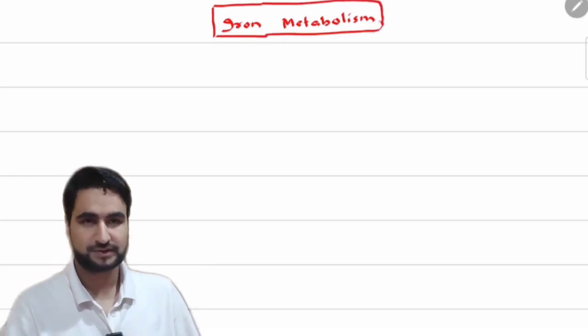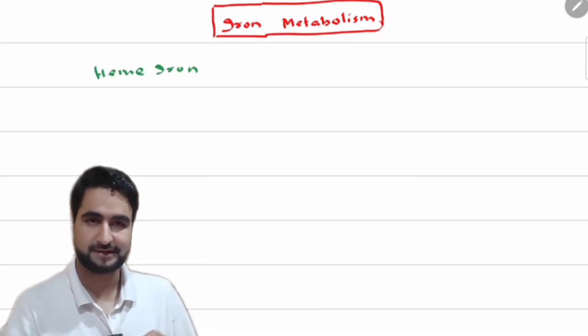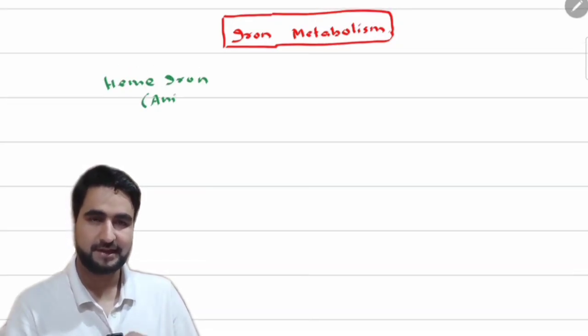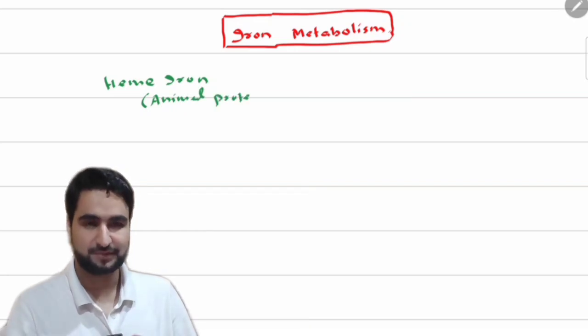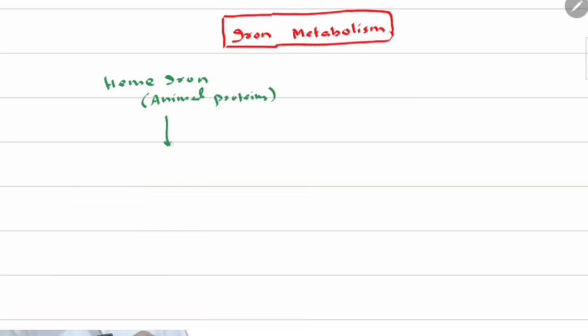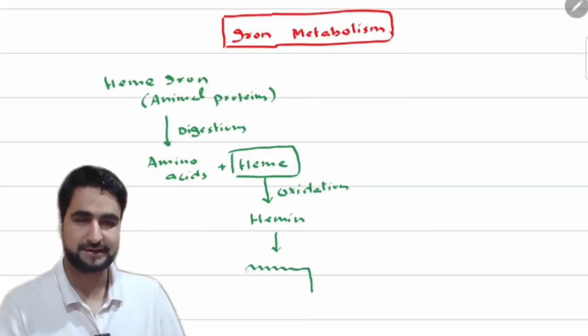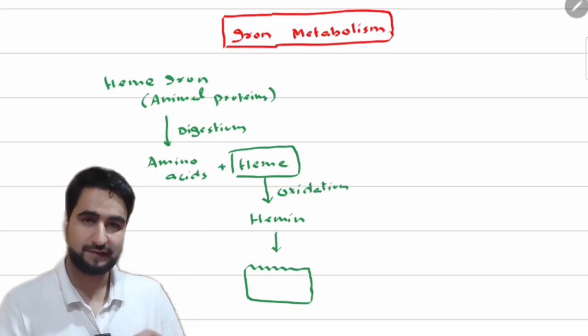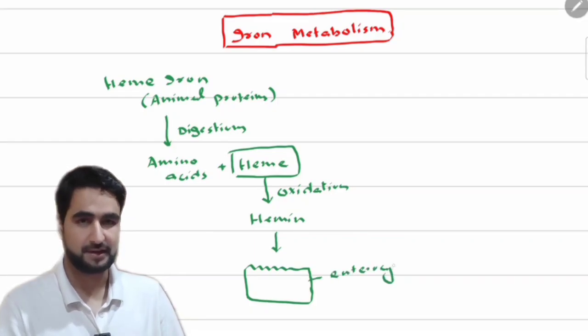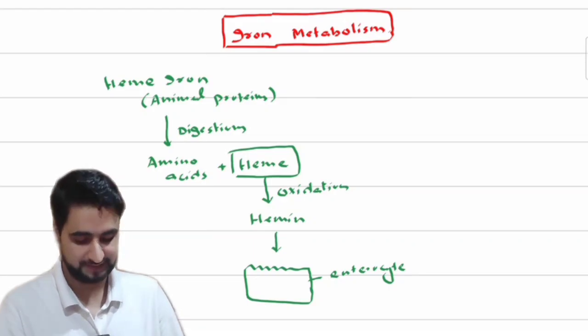So we have two types of iron that come into the intestines. One is heme iron and another is non-heme iron. Heme iron is derived from animal proteins. It undergoes oxidation and is converted to hemine. Now this hemine enters enterocytes. We don't have a specific transporter for this heme iron to be transported into enterocytes.